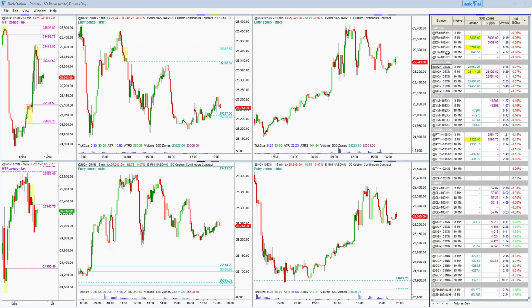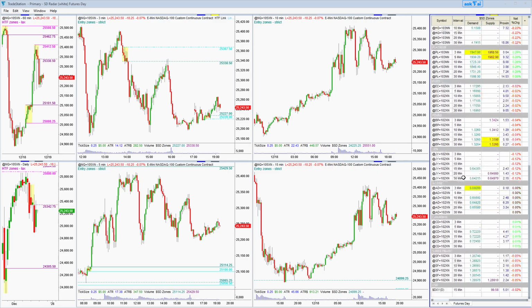What is common in all of them is that for each market, in this case the S&P 500, the ES, the NASDAQ 100, the NQ, and so forth, we have multiple symbol rows for each of the intervals for which we want to scan for zones. So in this case, in the day trading workspace, 3, 5, 10, 15, 20, and 30 minute symbol rows, and the same in all of these different markets.